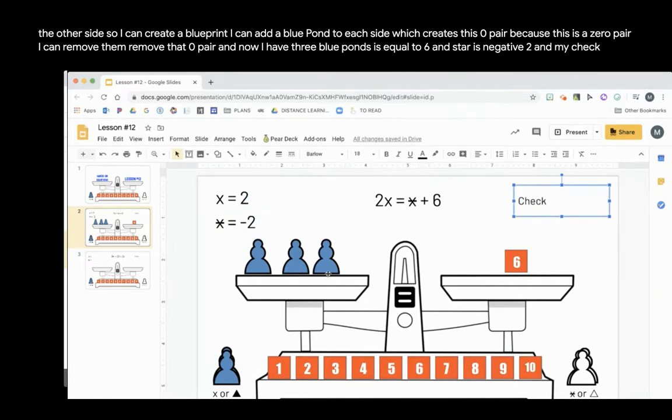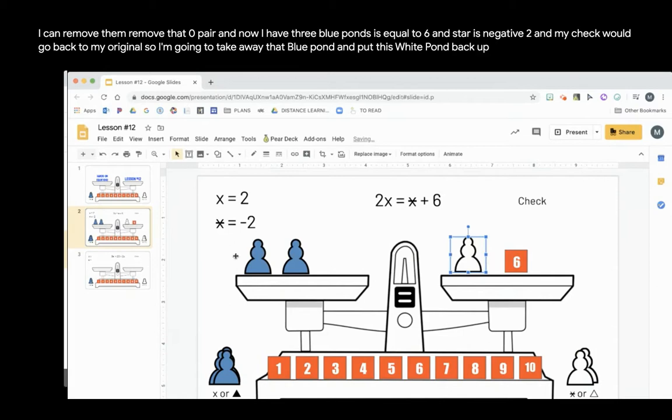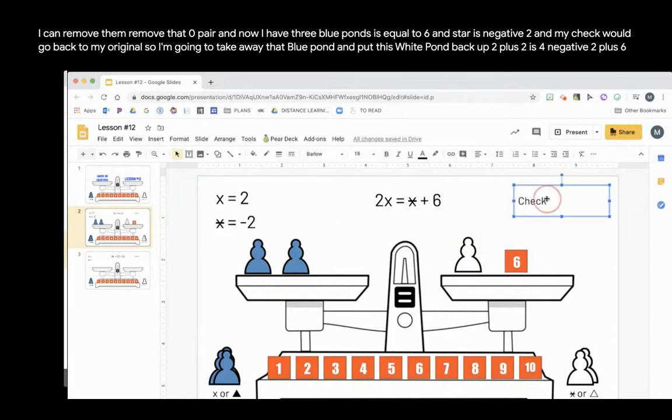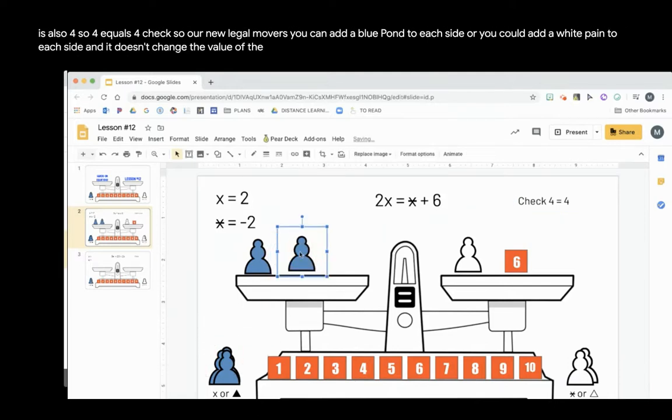And my check would go back to my original, so I'm going to take away that blue pawn and put this white pawn back up. 2 plus 2 is 4. -2 plus 6 is also 4. So 4 equals 4, check. So our new legal move is you can add a blue pawn to each side, or you could add a white pawn to each side, and it doesn't change the value of the equation.